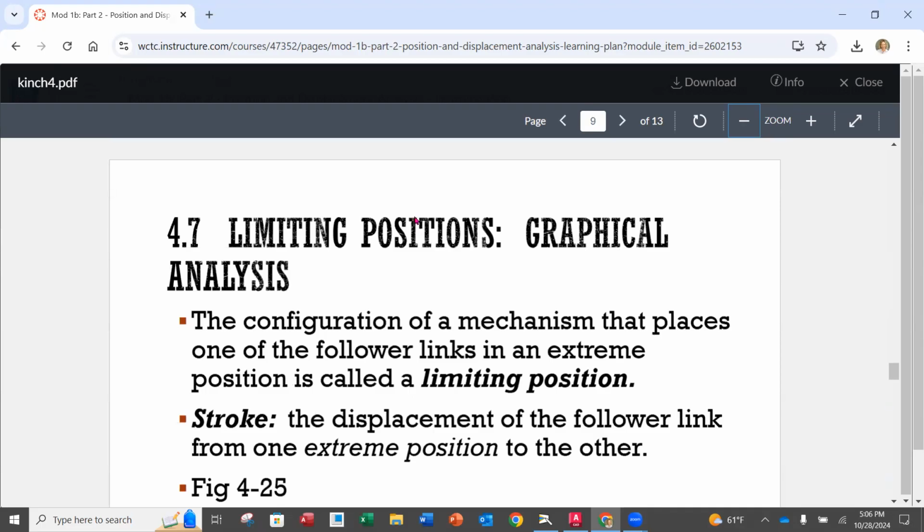So now we're ready to start looking at section 4.7, which is titled Limiting Positions, Graphical Analysis. As I told you the last time we were together, we are going to focus solely on graphical analysis in this class, just because we don't have time to go through both, okay? So we've got 8 weeks, and to me, you guys get a lot of math in a lot of different places.